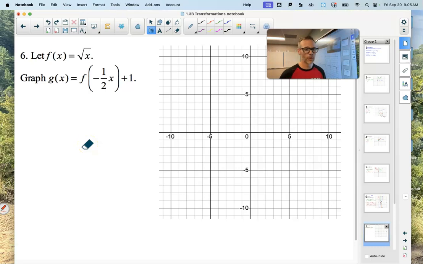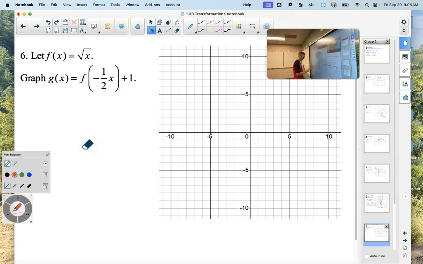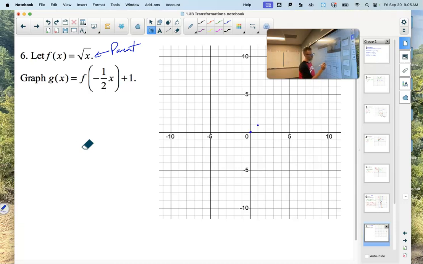All right, new parent curve. Square root of x, points 0, 0, 1, 1, 4, 2, 9, 3. Those are some nice points on that graph. There's the parent curve. What are the transformations here? I see x is multiplied by negative 1/2. I see the plus 1. We'll do the multiplication first. It's inside with the x. So I don't really multiply by negative 1/2. I multiply by the reciprocal, which is negative 2.